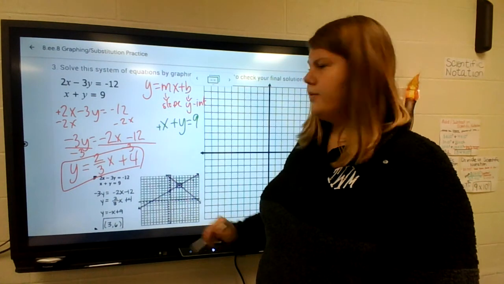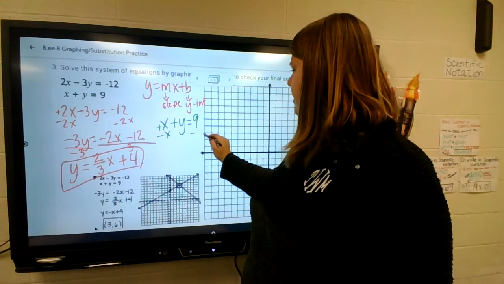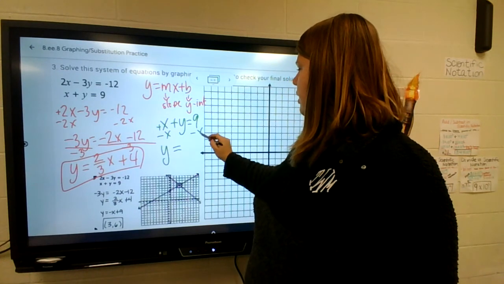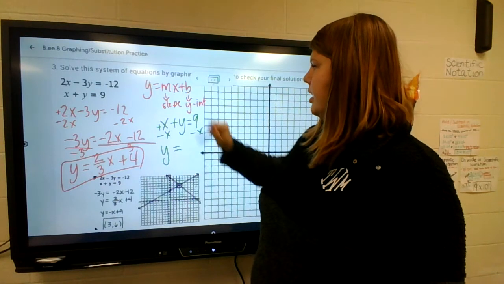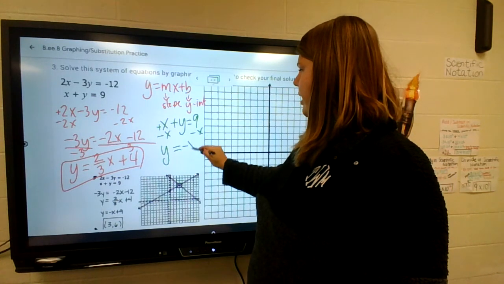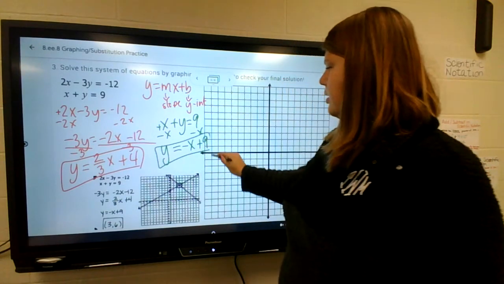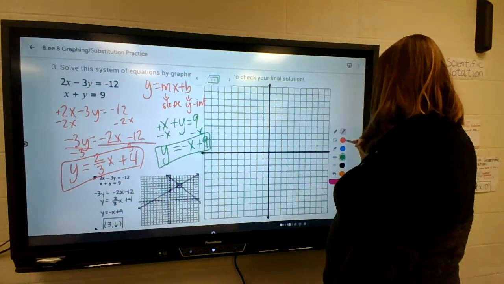Okay, it's not a negative. So I can subtract x from both sides. This leaves me with y equals, remember I want to put the x term first, just like it is here. So that's like negative x, and that's a positive 9, so that's plus 9. So here are my two equations to graph. Okay, I'm going to go ahead and graph them.